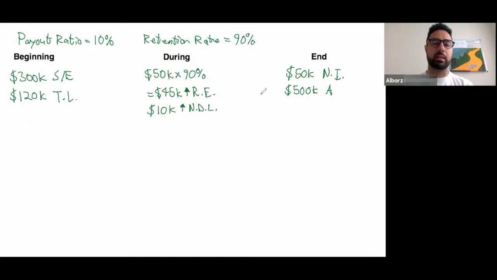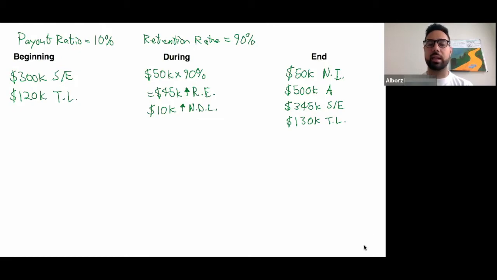This means that at the end of the year, we forecast to have $345,000 of shareholders' equity, which is of course the combination of the beginning $300,000 and the $45,000 increase in retained earnings. We also forecast to have $130,000 in total liabilities because, of course, non-debt liabilities are a form of liability, and they will be added to our $120,000 of existing total liabilities.